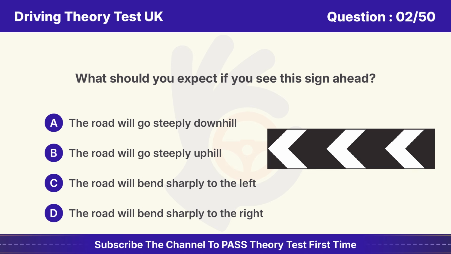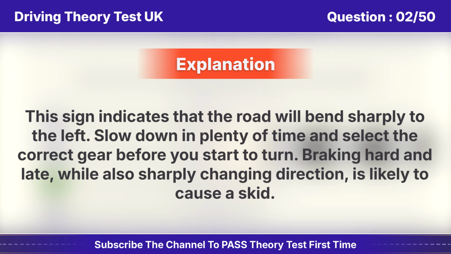Question 2. What should you expect if you see this sign ahead? Answer is C. The road will bend sharply to the left. This sign indicates that the road will bend sharply to the left. Slow down in plenty of time and select the correct gear before you start to turn. Braking hard and late, while also sharply changing direction, is likely to cause a skid.